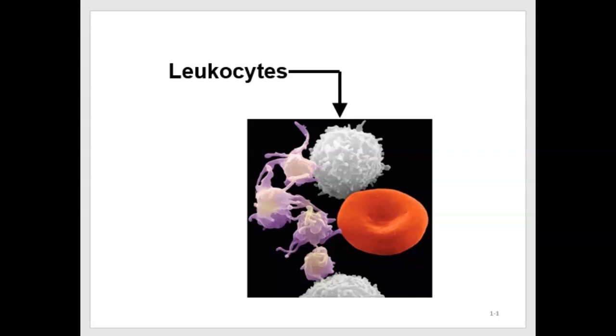Leukocytes are referred to commonly as white blood cells. In this picture, I think it's been color enhanced. Most of the time, everything looks kind of a generic gray color, but they certainly don't look red like red blood cells due to the iron in hemoglobin.